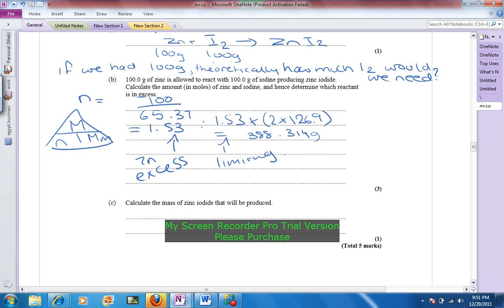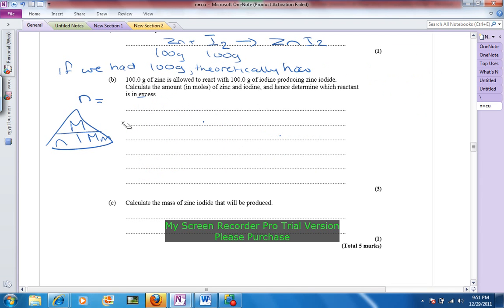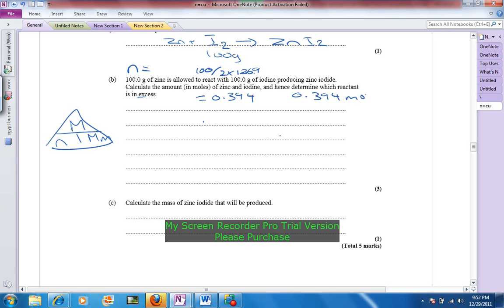So let's erase everything, but let's not erase my triangle. I love my triangle. We don't even need this one. That's all we need. So 100 grams of iodine. You need to figure out how many moles that is. That would be 100 divided by 2 times 126.9, and your answer should be 0.394. It's already balanced, a 1-to-1 ratio, so 0.394 moles of zinc iodide will be produced.